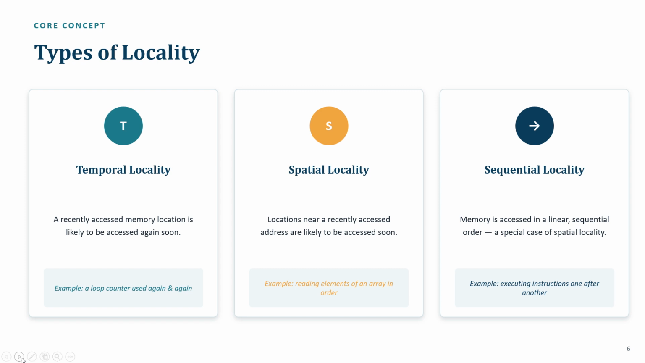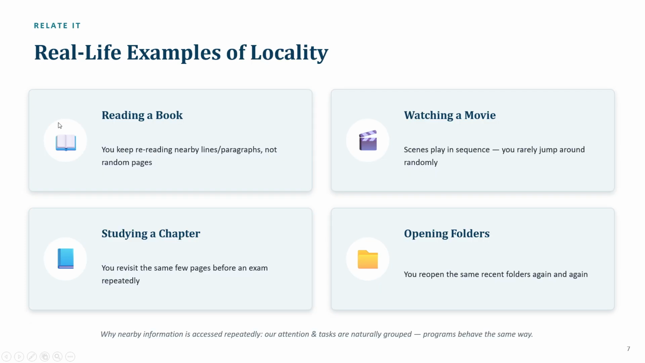Now we will discuss some real life examples. So here are some real life examples of locality. Reading a book. You keep rereading nearby lines, paragraphs, not random pages. Watching a movie. Scenes play in a sequence. They don't jump here and there randomly. Studying a chapter. You revisit the same few pages before an exam repeatedly. Opening folders. You reopen the same folders again and again.